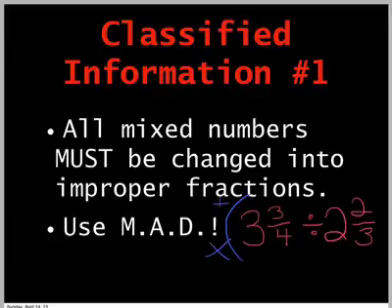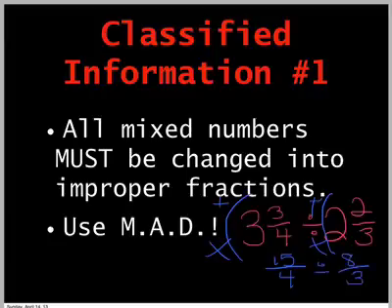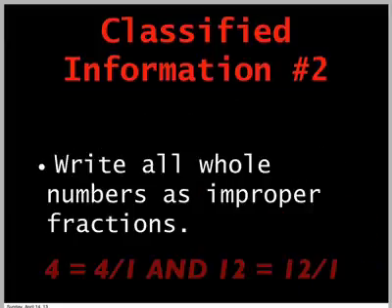Okay, I'm going to go ahead and draw my MAD faces and do that. 4 times 3 is 12, plus 3 is 15 over 4, and this one would be 3 times 2 is 6, plus 2 is 8, so we get 8/3. So we now have 15/4 divided by 8/3. That's a good problem for us to solve. Okay, so that's classified information piece number 1. Piece number 2 is all whole numbers must also always be written as improper fractions. That just simply means that you need to put a 1 on the bottom if there is a whole number.